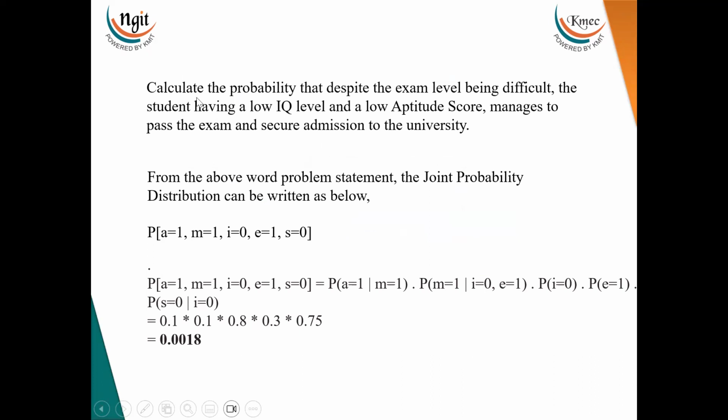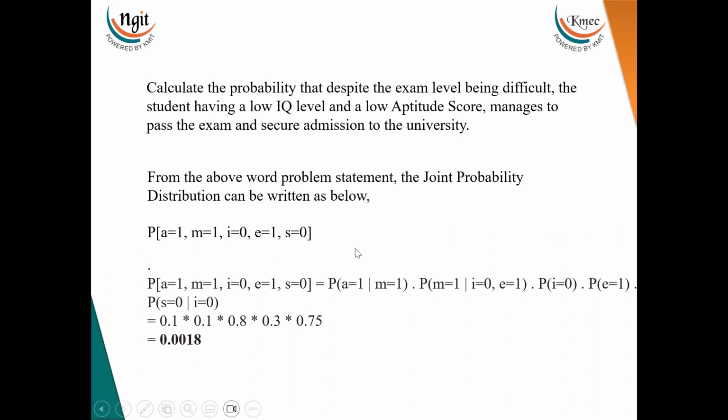So here let us understand a problem. Calculate the probability that despite the exam level being difficult, the student is having a low IQ level. IQ level is 0, and exam level, which is given as difficult, is taken as 1. IQ level is 0 and low aptitude score, so aptitude score is 0. So, even though he manages to pass the exam, he cleared the exam and secured admission to the university. He got the marks and he secured admission to the university.